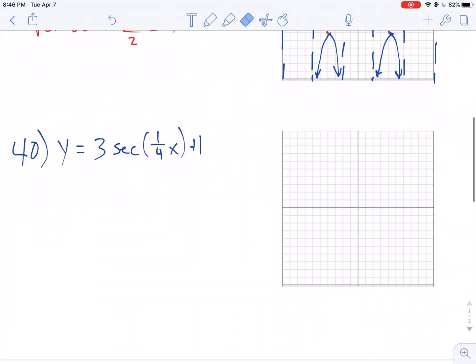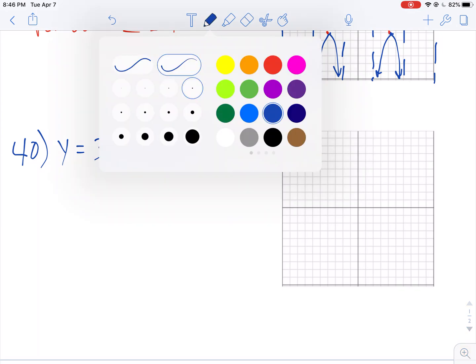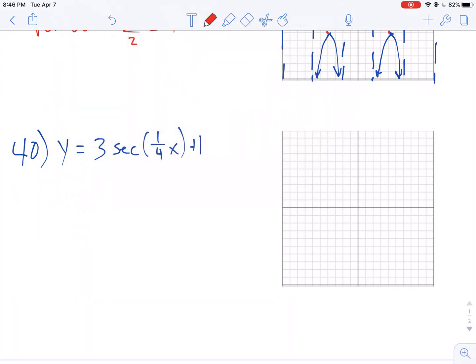Now finally, question 40, y is equal to 3 times the secant of 1/4 x plus 1. So this one actually is going to be a pretty good sample of the hardest ones you have. This is pretty much the hardest that we've done yet. You're looking at a graph with a period shift, an amplitude shift, and a vertical shift all at once. And then on top of that, we have asymptotes, and we have to graph another function first.